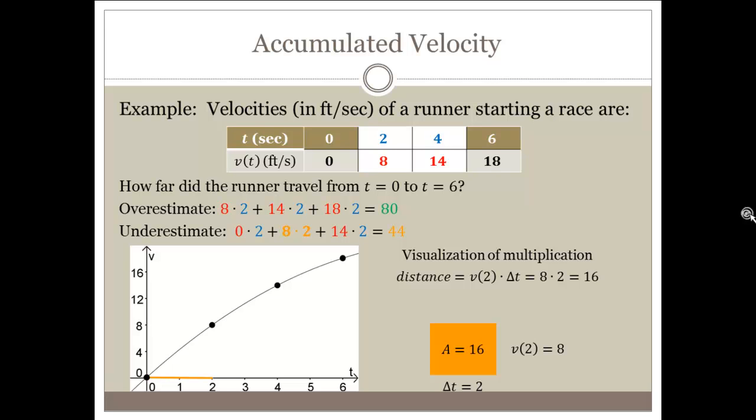Since here we are looking at the time interval from 2 to 4, we'll put this on our graph over the time interval from 2 to 4. Notice here that since the height of our rectangle was given by v of 2, our rectangle touches the graph at the point 2, v of 2 in the top left-hand corner.